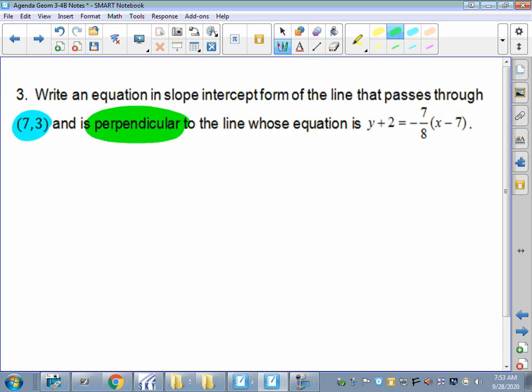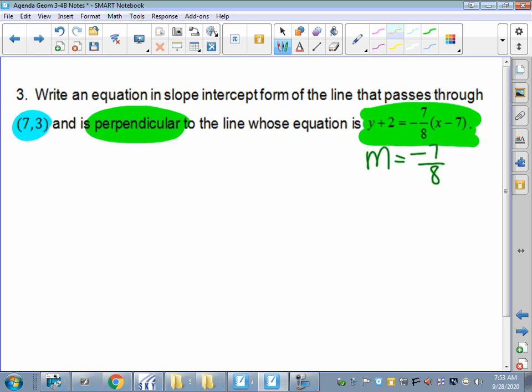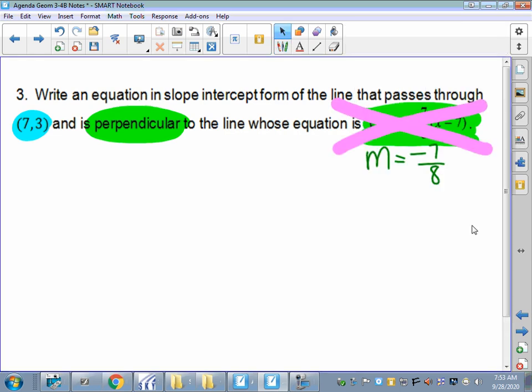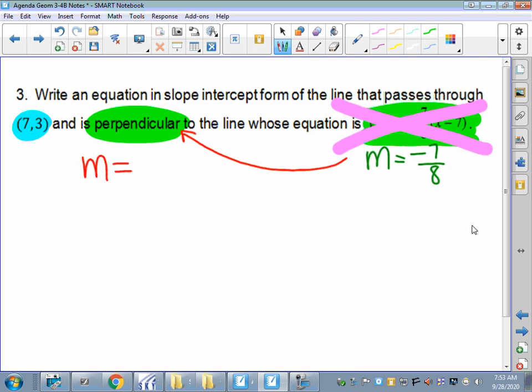so here's my point, perpendicular, and here's my equation. This one is also in point slope form. Hopefully from that last one you can see pretty quickly, my m is whatever's in front of the parentheses. So m equals negative 7/8. Now that I've got that, I can cross it out. And when I go back over to here, perpendicular, so it doesn't stay the same, right? Perpendicular is the opposite and reciprocal. So if my original slope was negative 7/8, my new slope that's perpendicular is going to be 8/7, and that's going to be a positive.